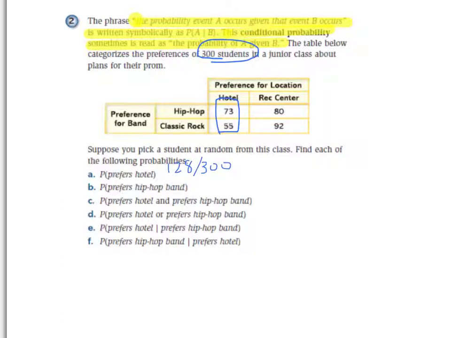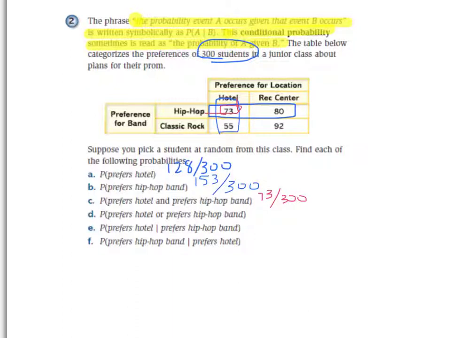If we went with hip-hop, going straight across, the probability that someone prefers hip-hop would be a total of 153 people out of the 300. Prefers hotel and prefers hip-hop band. So again, "and" tells you they have to be in both categories, both hotel and hip-hop. That would be 73 out of the 300 people.